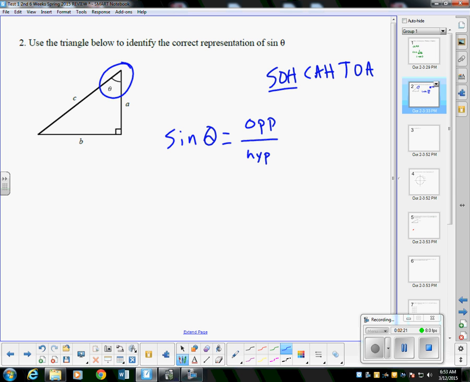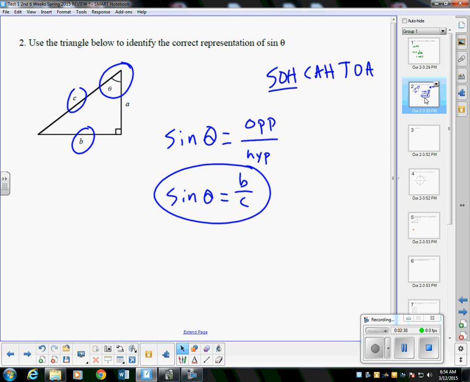And so therefore, in this particular problem, again, we're not using numbers or anything, it's just abstract letters. In this case, the sine of theta is b divided by c, because b is my opposite and c is my hypotenuse. So the answer is just simply this. And again, this could easily be a multiple choice question, or it could be an open-ended question.